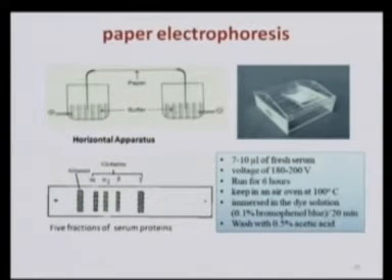Various conditions to perform this paper electrophoresis are like this. You need to have 7 to 10 microliters of fresh serum, and we need to provide a voltage of 180 to 200 volts, and carry out the procedure for 6 hours. Once the electrophoresis is done, we are going to dry the paper in a hot air oven. After drying we are going to stain the paper, and after staining we are going to destain the paper. Finally we are able to see the separated serum proteins.